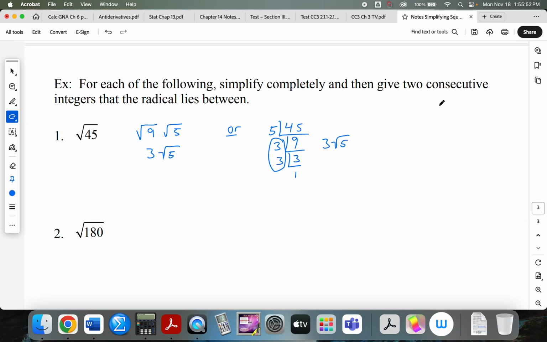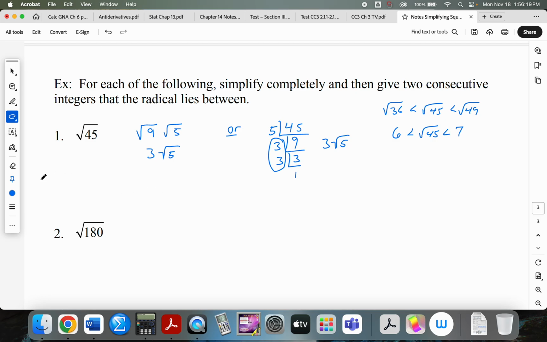So, although you don't have to write this out, this is what we're doing. The square root of 36 is less than the square root of 45, which in turn is less than the square root of 49. The square root of 36 we know is 6. And the square root of 49 is 7. So it's between 6 and 7.